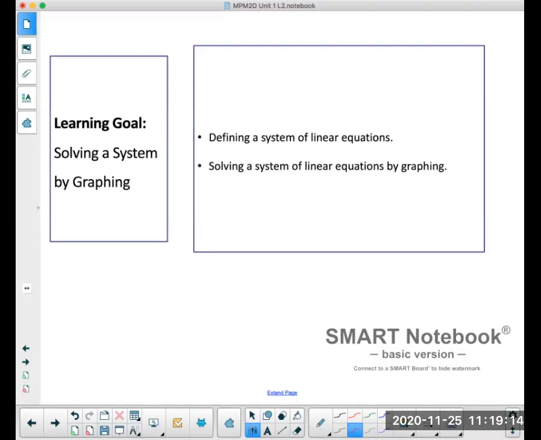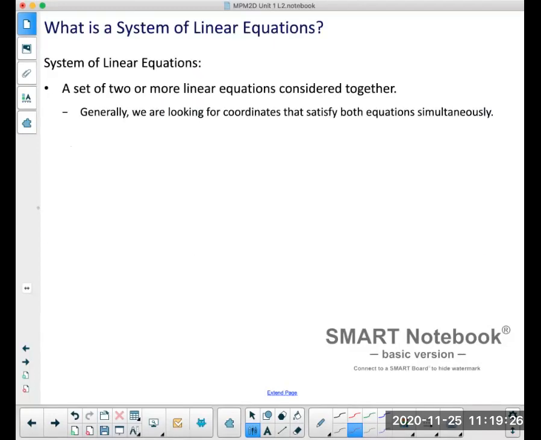Our learning goal is that we're going to solve a linear system by graphing. So what does that mean? What is a system of linear equations, and what do we mean by solving it? Well, a system of linear equations is when you have two or more linear equations together. Graphically, you have more than one line, so two lines together.